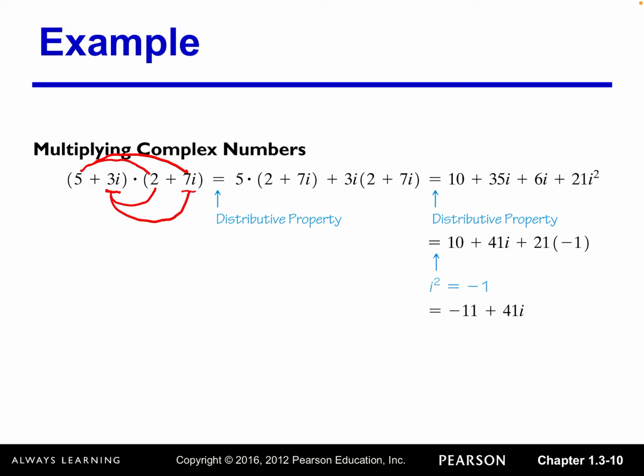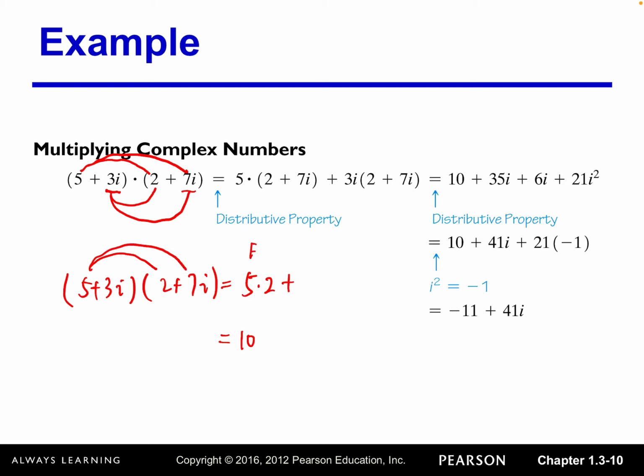So first term is, let me just rewrite. First term, 5 times 2. I just write it out for you, okay? 5 times 2. This is the first term, which is 10. Outer term, that's 5 times 7i. Okay, 5 times 7, that's 35i, right? That's outer. And then inner, that's plus 3i times 2, right? That's inner. 3i times 2, 2 times 3, that's 6, that's plus 6i.